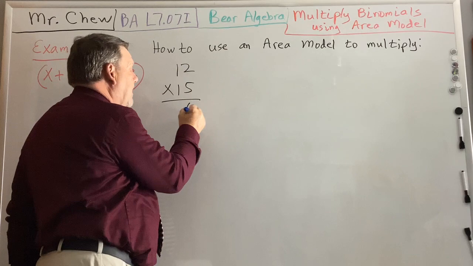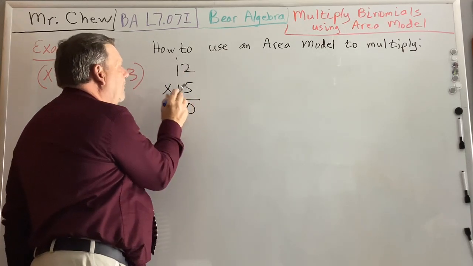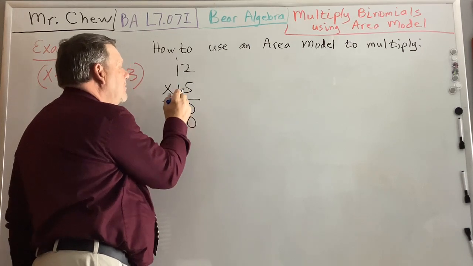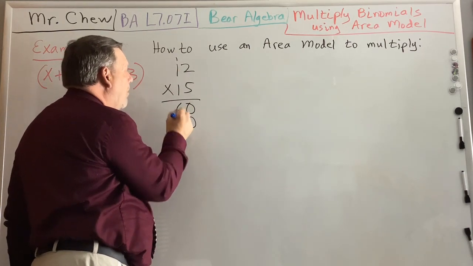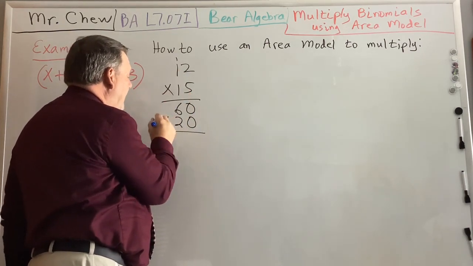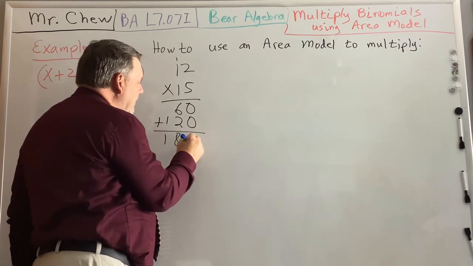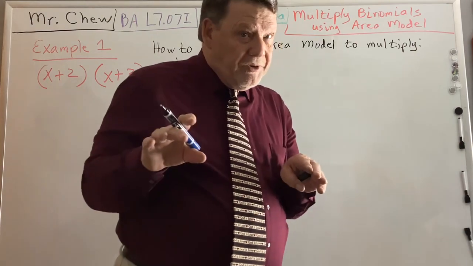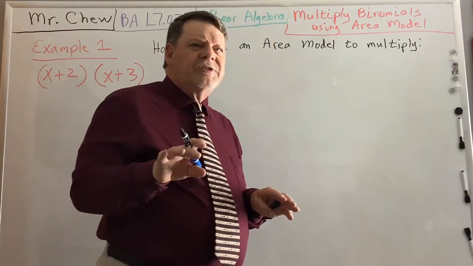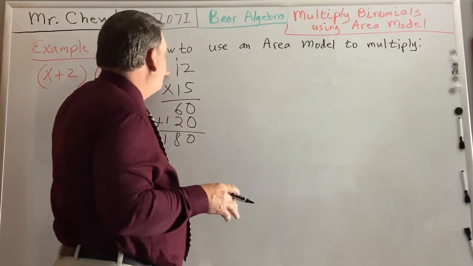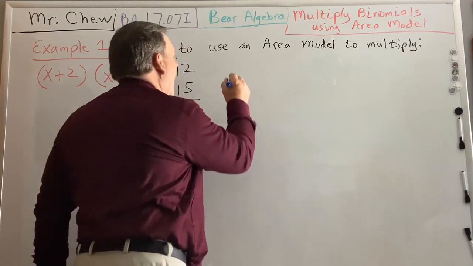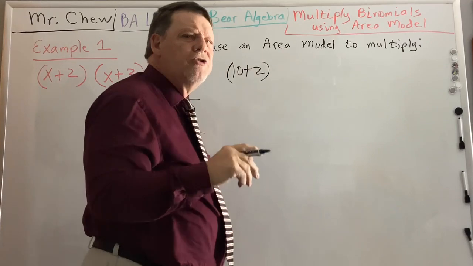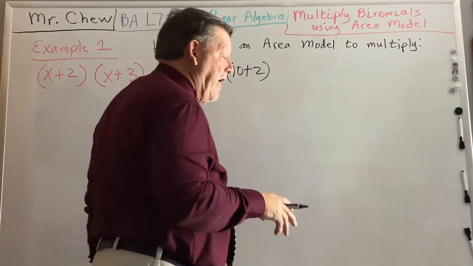5 times 2 is 10. Carry the 1. 5 times 1 is 5 plus 1 is 6. Hold my value with the 0 here. 1 times 2 is 2. 1 times 1 is 1, and add down to get 180. But since algebra uses variables, sometimes we have to expand the 12. And this is also a way you can use mental math to do a lot of this in your head.